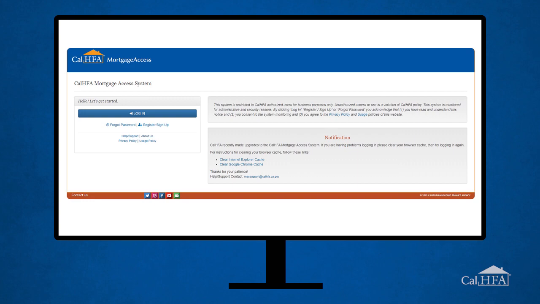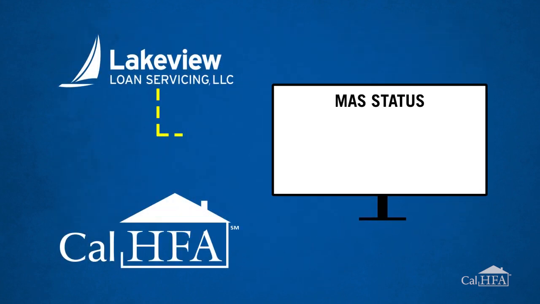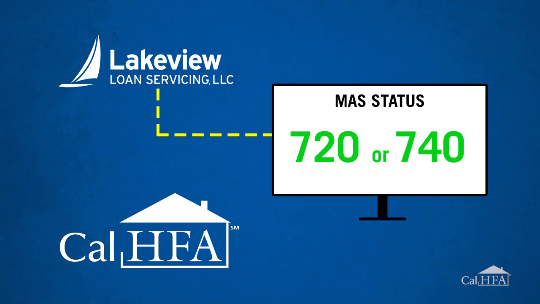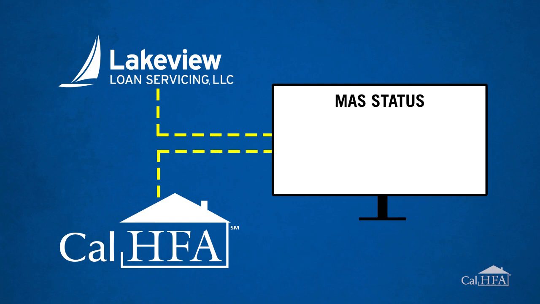After Lakeview purchases and wires funds for the first mortgage, the status code in MAS will be a 720 or 740. That means you have 24 hours to initiate the transfer in MERS to Lakeview. After CalHFA purchases and wires funds for each subordinate loan, the status code in MAS will be 640. That means it's time to initiate and transfer the subordinate loans to CalHFA.